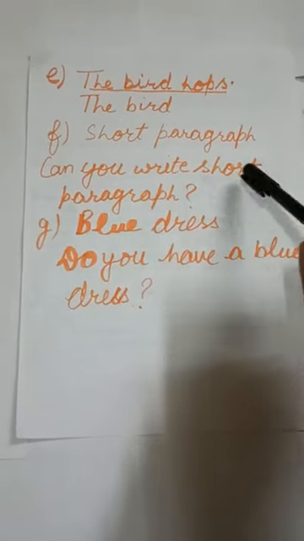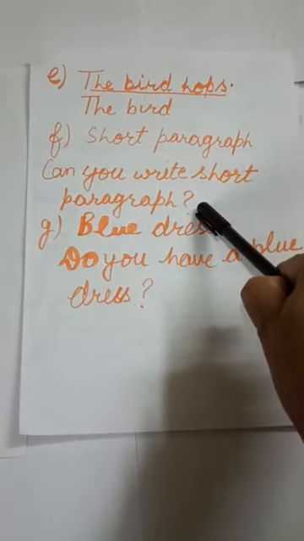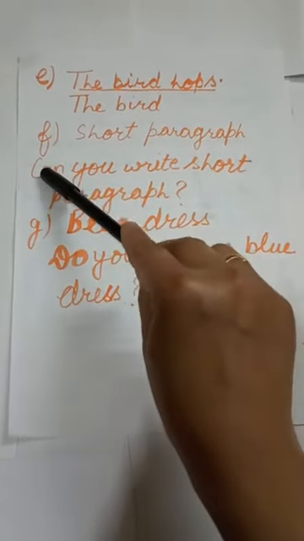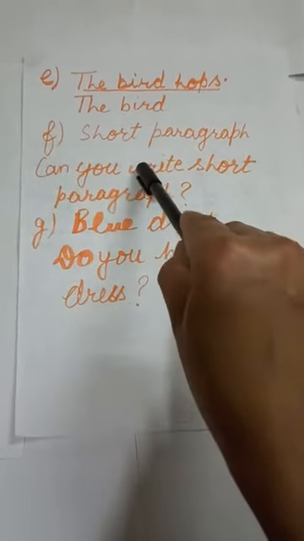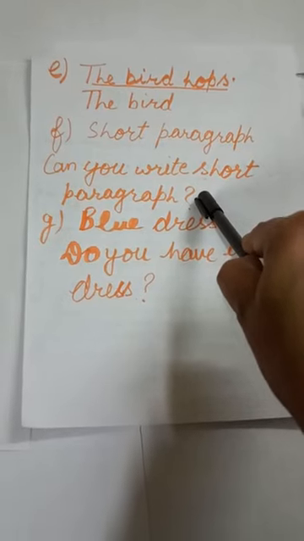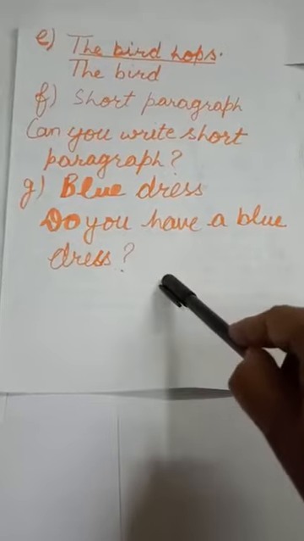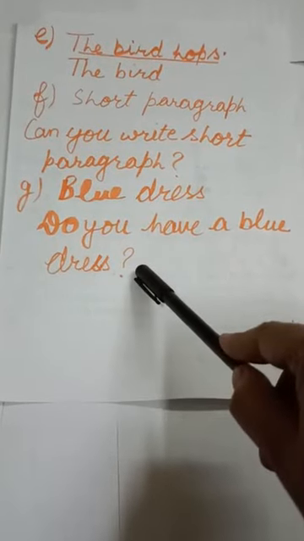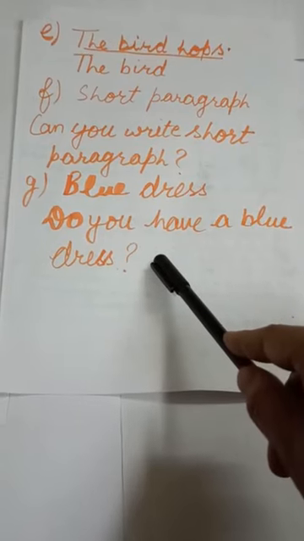Next, can you write short paragraph? Question mark is there, that is a punctuation mark. First letter is capital, and this is a question, so this is also an interrogative sentence. Blue dress. Do you have a blue dress? Question mark. This shows this is a sentence and it is an interrogative sentence.